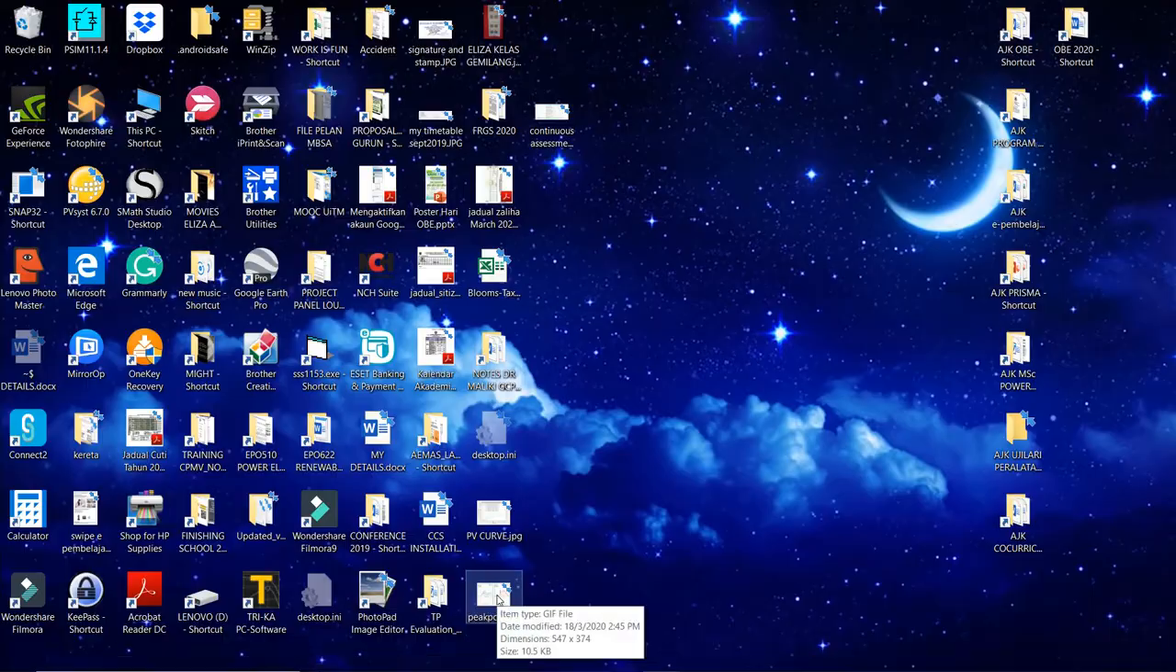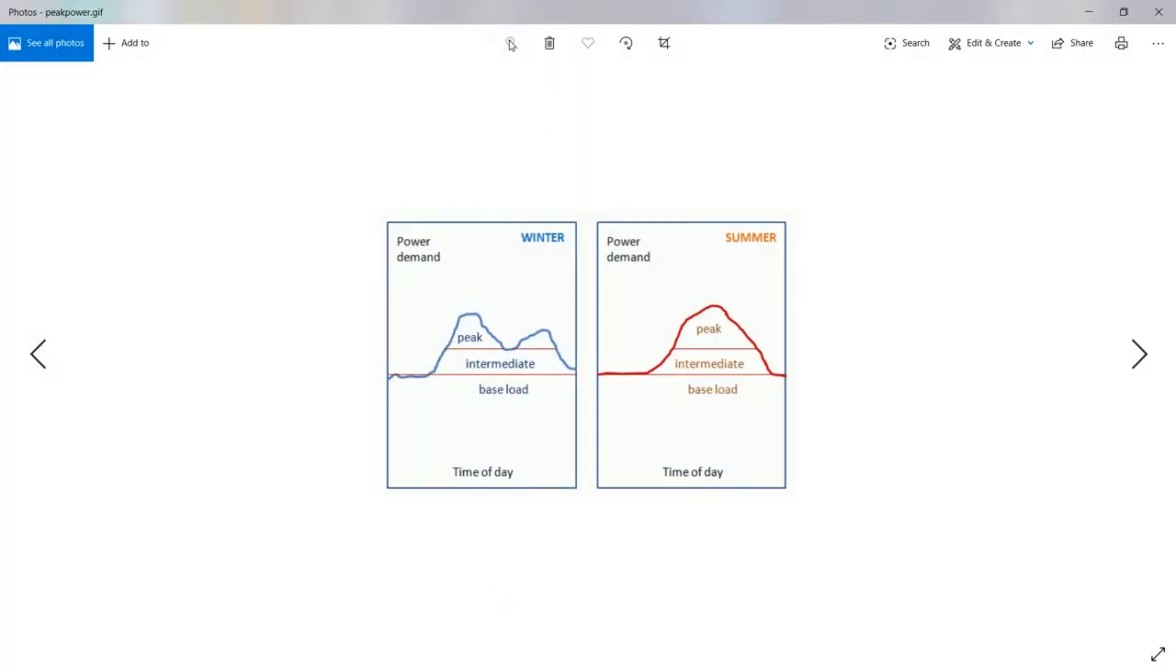Okay, let's see this curve. For example here, this is the power demand during winter time, and this is the power demand during summer. In Malaysia, we always have this bell shape because we do not have four seasons. So in Malaysia, we will have this kind of curve for the power demand. Therefore, during daytime, with sufficient sunlight, this area is the daytime.